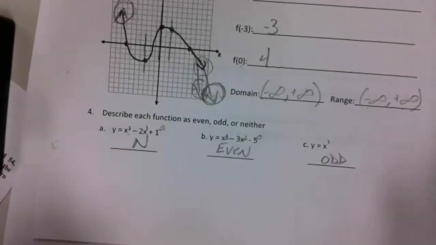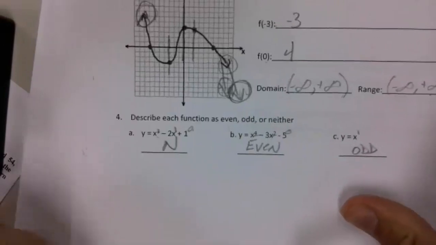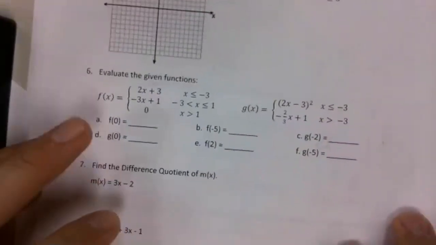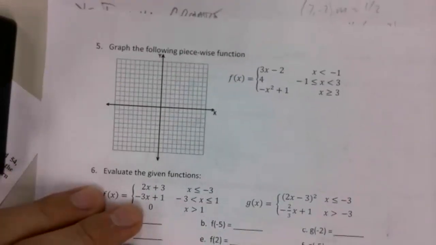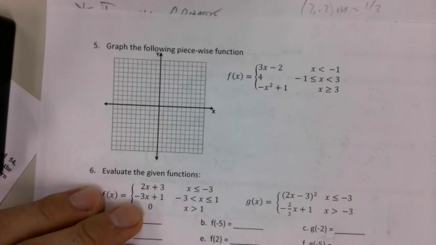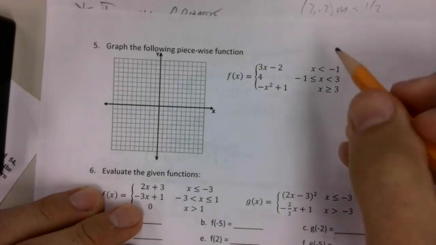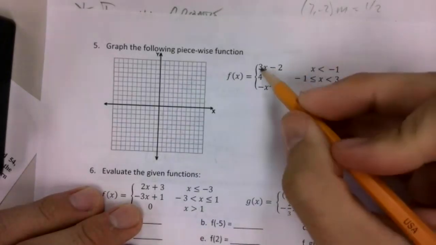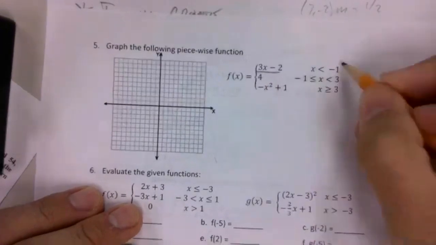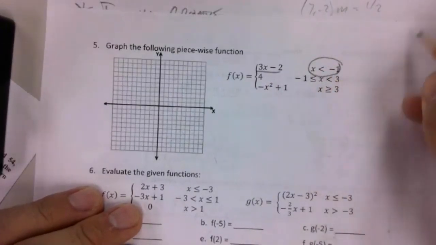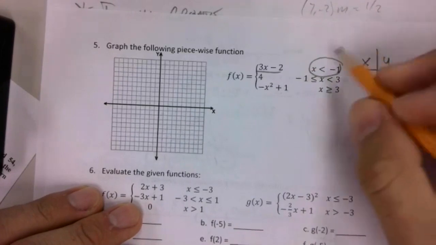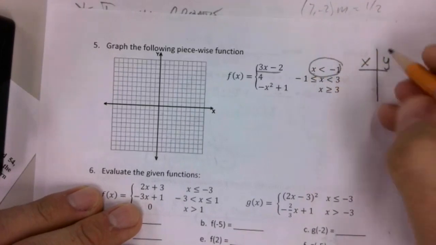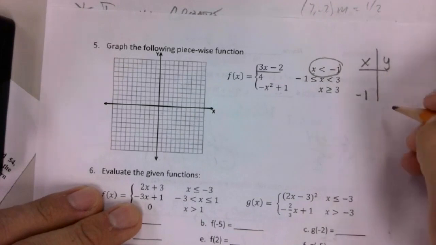By the way, obviously, no homework check this week. It's just the quiz. So graph the following piecewise function. With this one, I only use this equation when x is less than -1. Make the table. So I need all my values less than -1. So I'm going to start with -1.